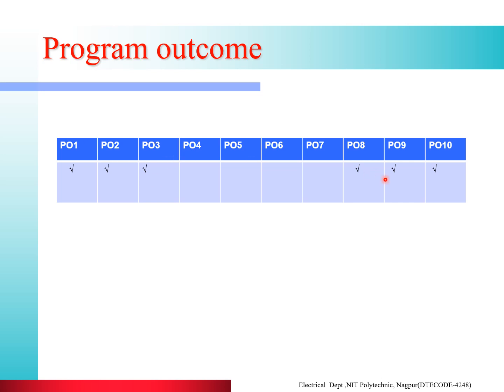PO8 is individual and teamwork, for the operation of the relay. An individual operator is used, or simultaneously from two substations, if this relay operates, then it is teamwork. So this PO8 is mapped. PO9 is communication. Here communication is through the electrical signal, whether the current is normal or abnormal. So this communication is transmitted through the relay. So PO9 is mapped. PO10, the student will learn how the overcurrent relay will operate, which is utilized in every electrical power system substation. So PO10 is mapped.